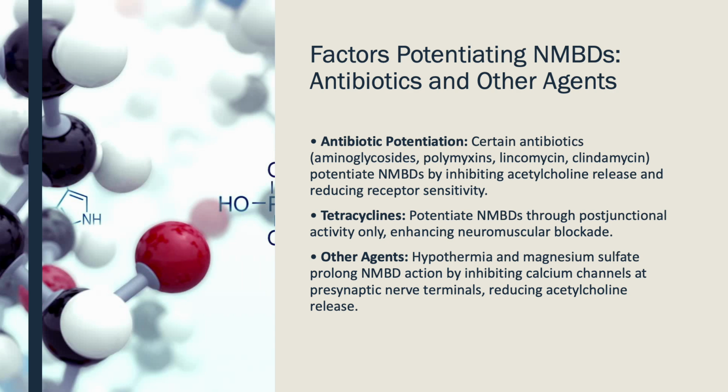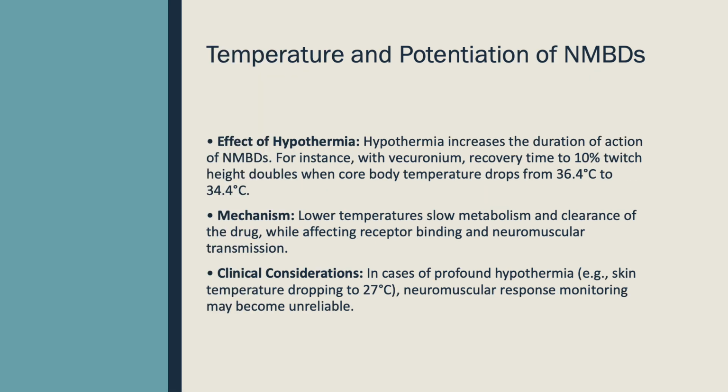Magnesium sulfate and hypothermia can also potentiate our non-depolarizers. Magnesium sulfate will inhibit calcium influx, reducing acetylcholine release, while hypothermia just slows metabolism, prolonging the effects. You have to be aware whenever you're using all these things. So if you're doing a general anesthetic, you're using desflurane and you're using magnesium and you're giving clindamycin, you're probably really potentiating your neuromuscular blocker.